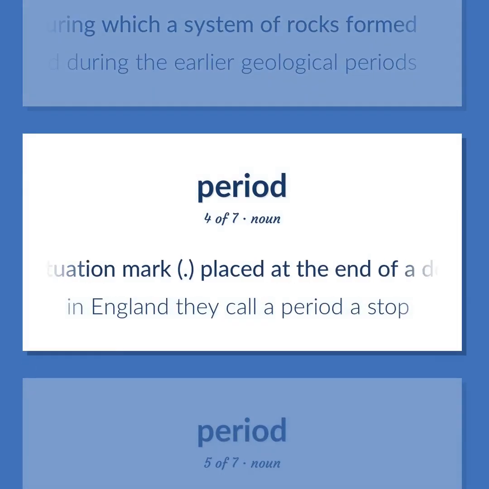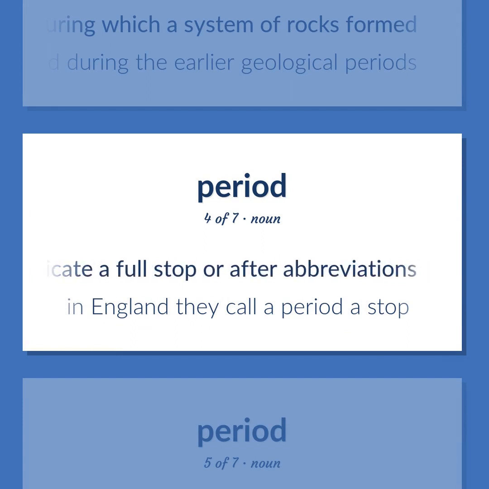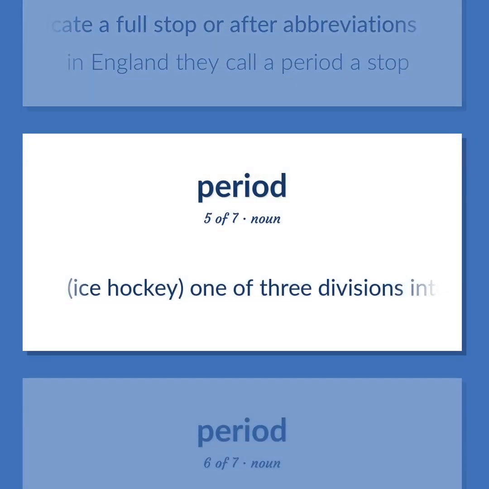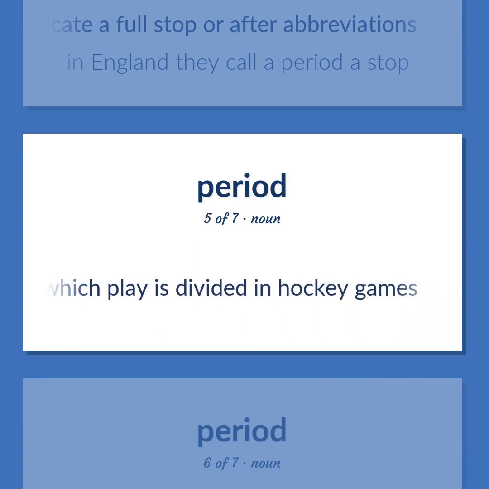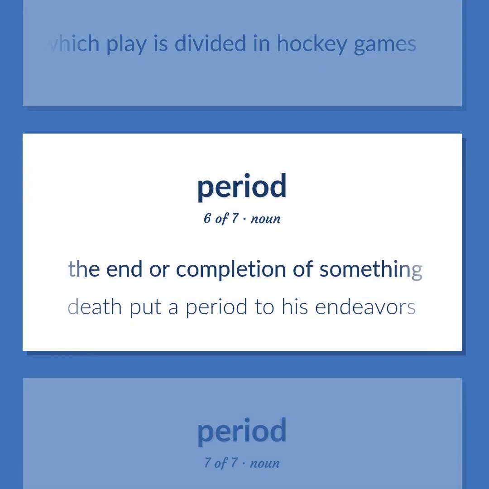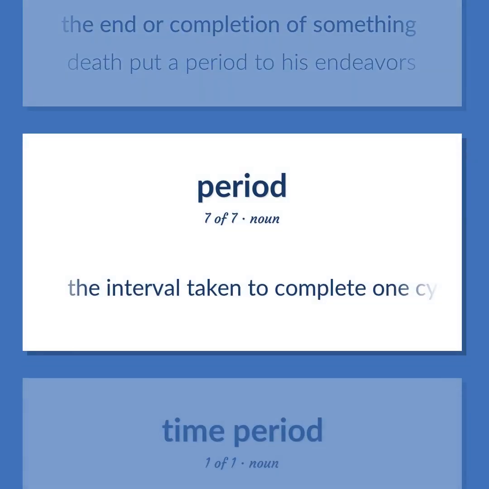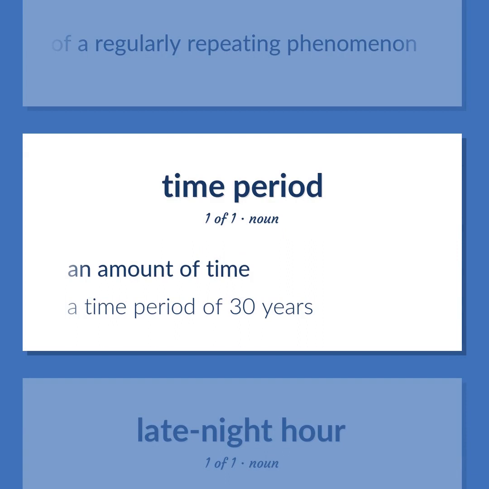A punctuation mark, placed at the end of a declarative sentence to indicate a full stop or after abbreviations. In England they call a period a stop. Ice hockey, one of 3 divisions into which play is divided in hockey games. The end or completion of something. Death put a period to his endeavors. The interval taken to complete one cycle of a regularly repeating phenomenon. An amount of time. A time period of 30 years.